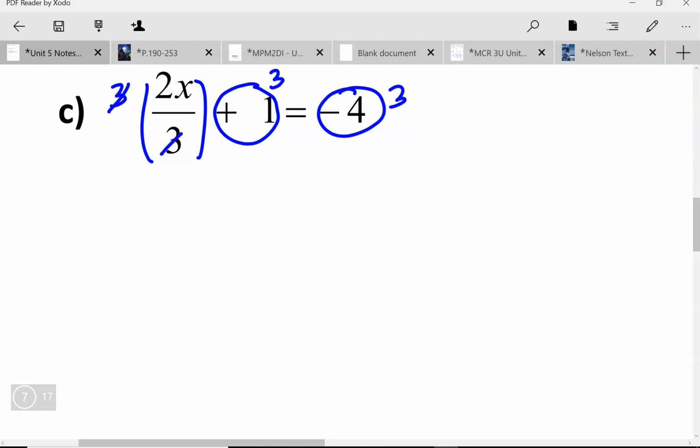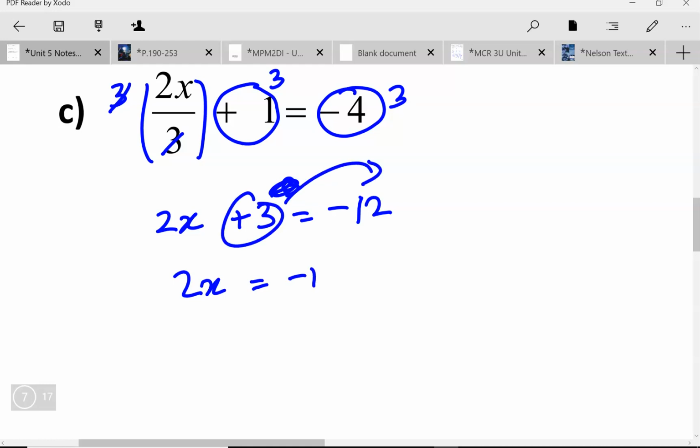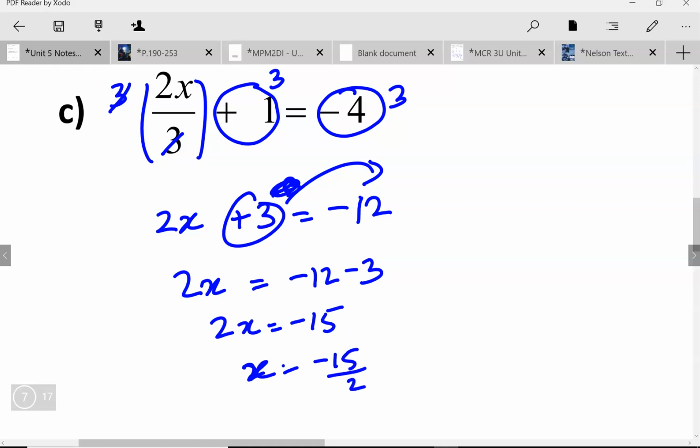So 3 times 2x over 3 is just, I'm going to do some cross canceling, which leaves me with 2x plus 3 equals negative 12. And now this is a fairly straightforward equation. I can just do 2x equals, subtract 3 from both sides, or move this to the other side, making it negative 3. 2x equals negative 15. x equals negative 15 divided by 2. Did I do that right?